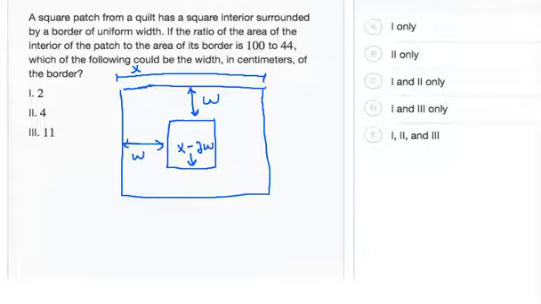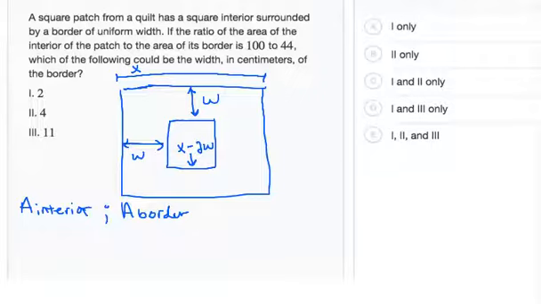Now, additionally, we're talking about areas in the question. So let's call the area of the interior the area of the inside portion. And then we'll also use area of the border. That way we can tell the difference between the areas that we're talking about. So the area of the interior will be the area of the interior of the square, and the area of the border will be the outside portion here.